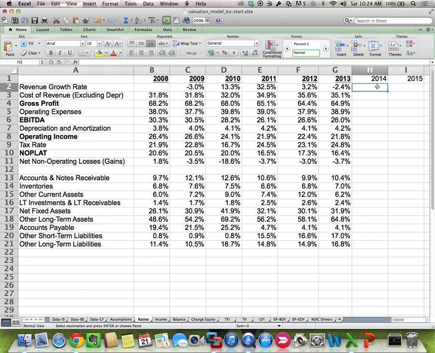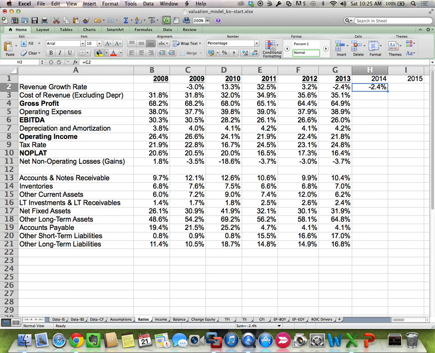For 2014, revenue growth rate equals the previous year. As a starting assumption for 2014, we're just going to assume that whatever ratios we had last year are going to continue. Now, eventually, we will change those. But initially, as a starting assumption in building the model, we're just going to say equals the previous year.